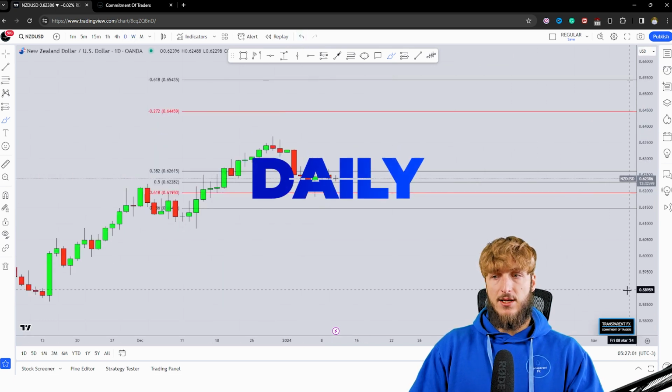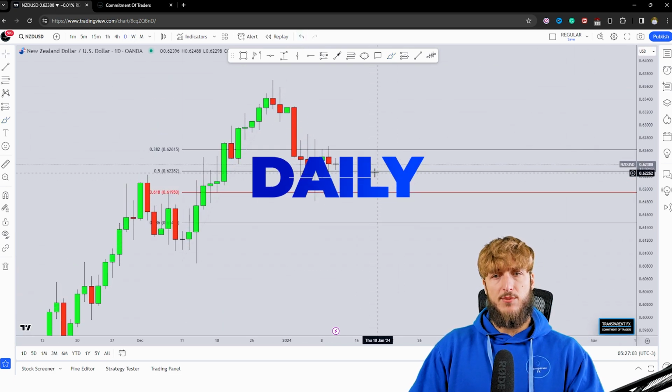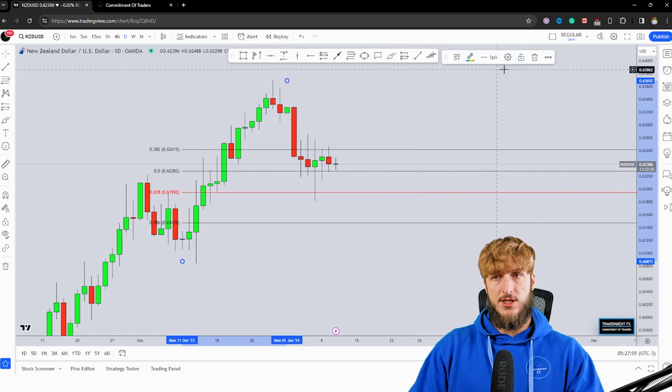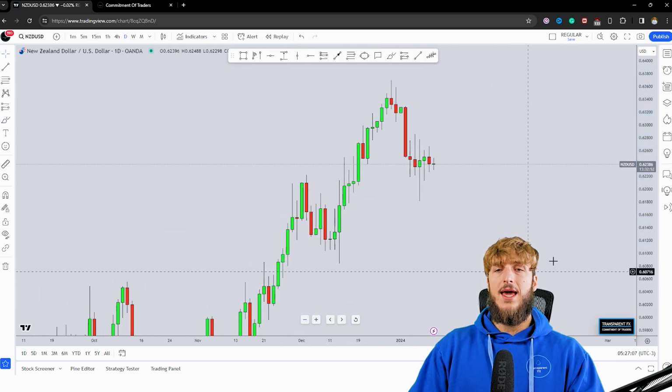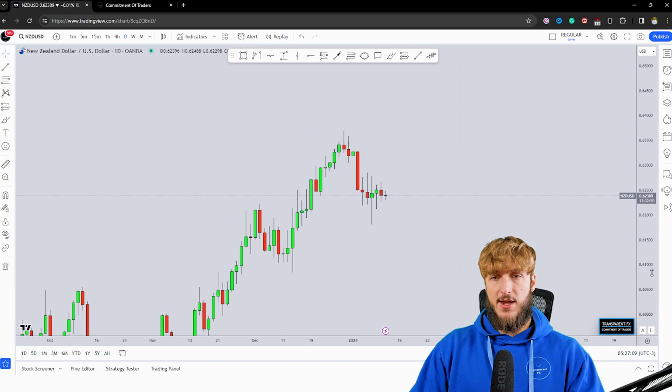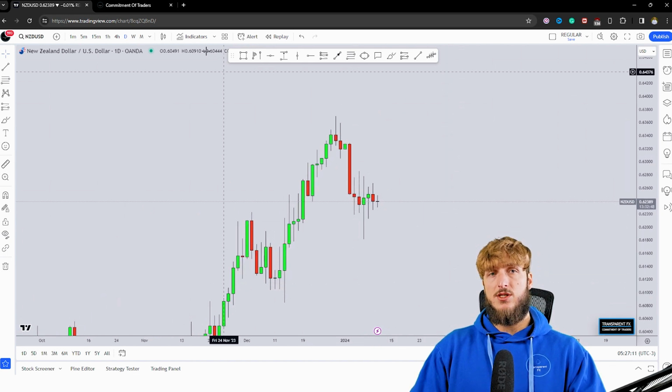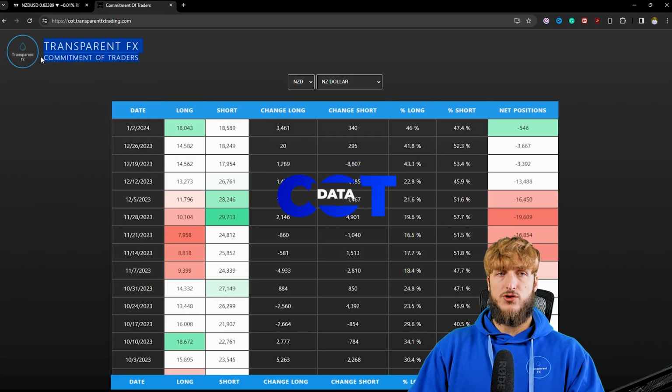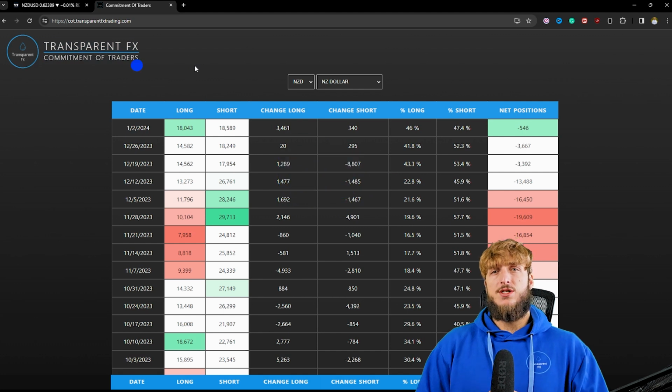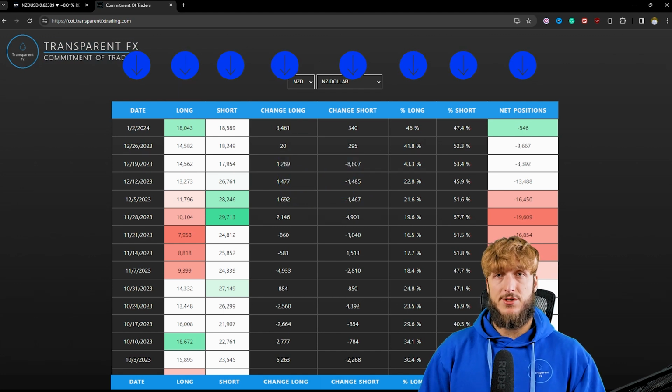Now, dropping down on the daily time frame, what do we see? Well, from a daily perspective, the situation is quite interesting as well. However, before we get into the analysis from a daily perspective, first, let's go and see what we have when it comes to the commitment of traders, so the COT data, so essentially what hedge funds and the big players in the market are doing.